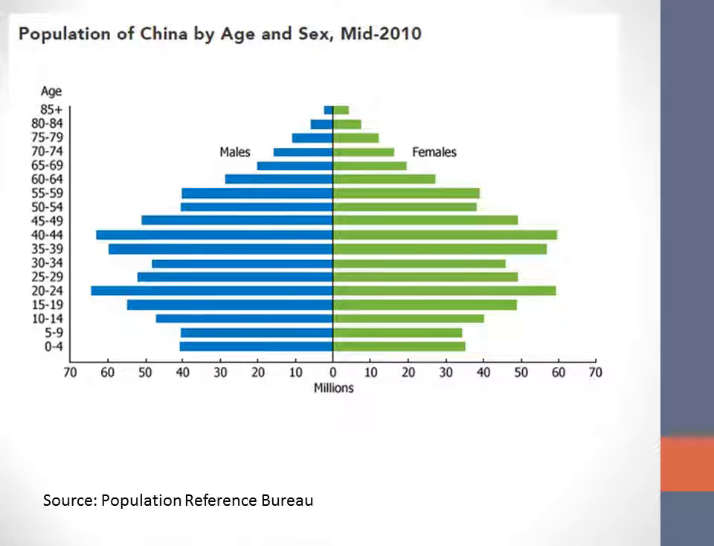Also note the dominance of males to females in the youngest age group, as the one-child policy changed the sex ratio of boys to girls. Normally, there are about 105 boys born for every 100 girls born in a nation. In China, the ratio of boys to girls is about 120 to 100. So one of the results of the one-child policy is that now that the men are of childbearing age, there is a scarcity of women for them to marry.